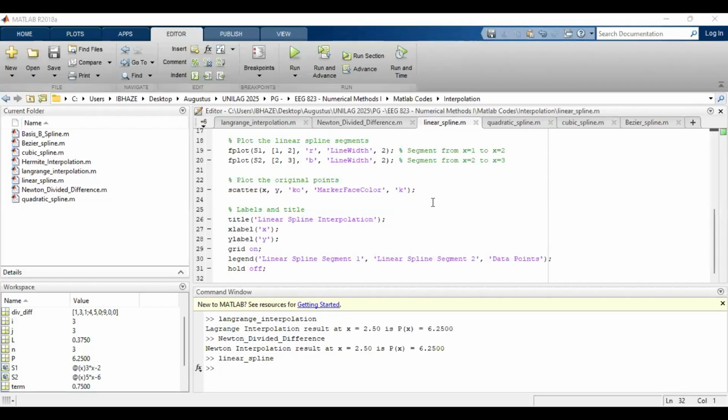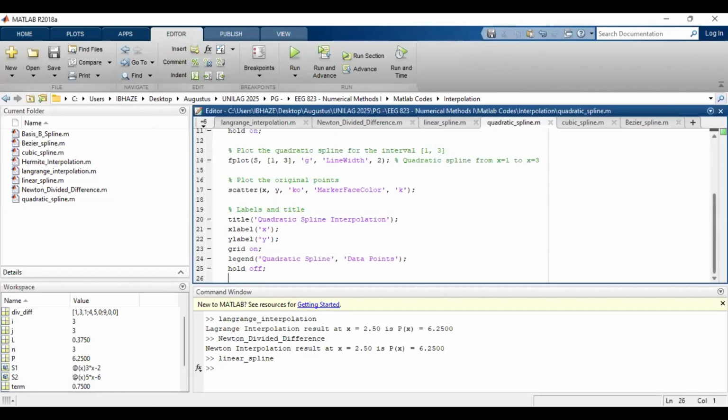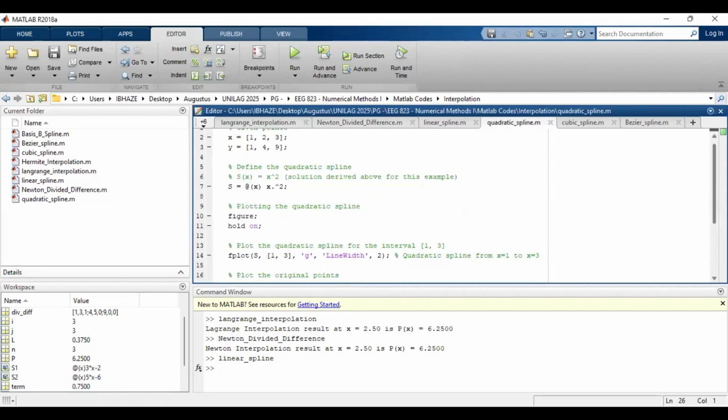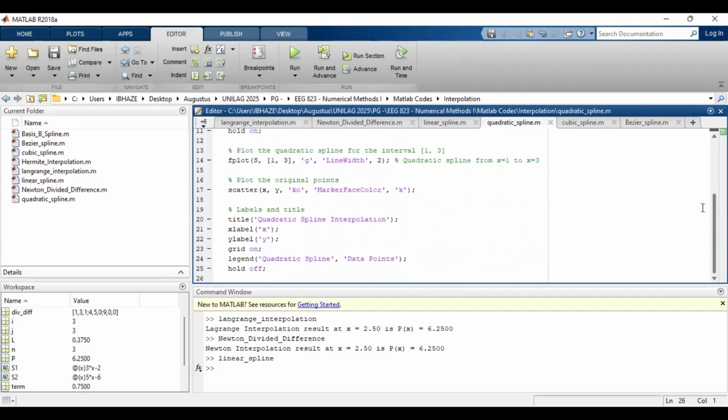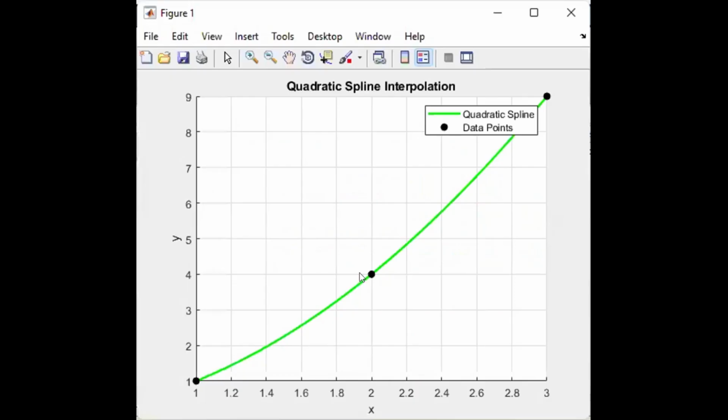And then the next is the quadratic spline, for which we define that, and that's what we get. So if we run this, now you see that I can see the quadratic spline trace that curvature, right? For the quadratic spline interpolation. And what else do we have?